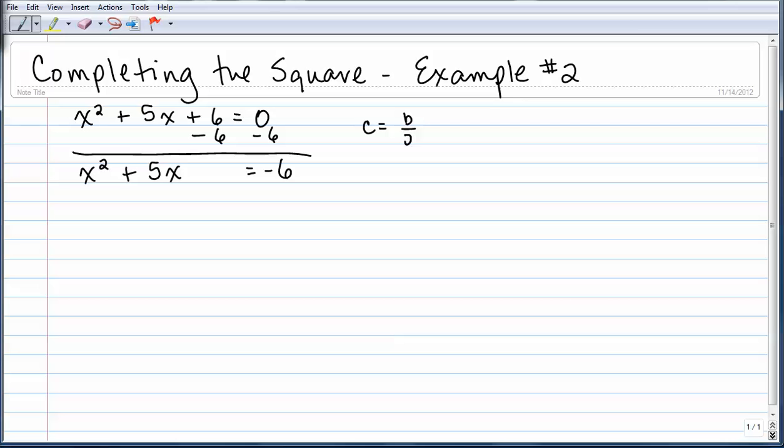Remember that equation is c equals b over 2 squared. Or in this case, 5 over 2 squared, or 25 over 4. Be sure to leave it as a fraction. Don't put it into decimal form. And I'm going to add that to both sides of my equation.